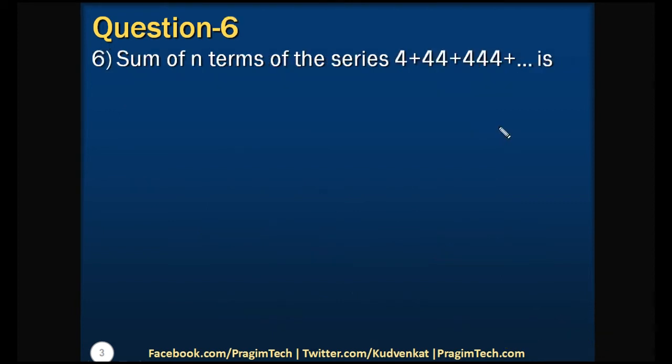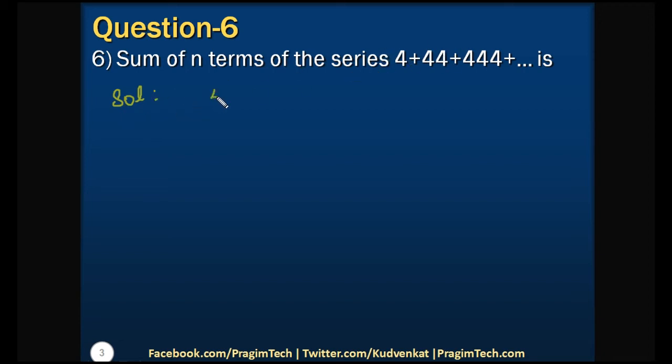Let us look into question number 6, which is a very commonly asked question. The sum of n terms of the series 4 plus 44 plus 444 and so on is. So here we have to find the sum of n terms. But if you look at the question, the terms are neither in AP nor in GP. We have to convert these terms into a progression so that we can find the sum of n terms of the series. In order to do that, let us take 4 as common for the given series.